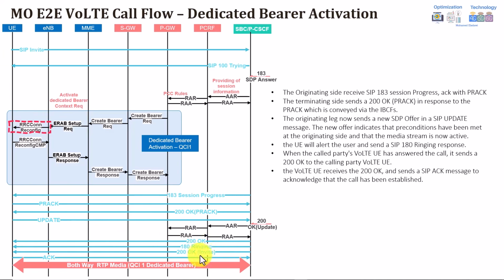And after it will send 200 OK invite. 200 OK invite means that he already picked up the call, he answered the call. And once he answers the call, he will wait for a response from the UE, which is the acknowledgement for the 200 OK. And now this means the flow has been established between both sides, which is QCI 1 being established.